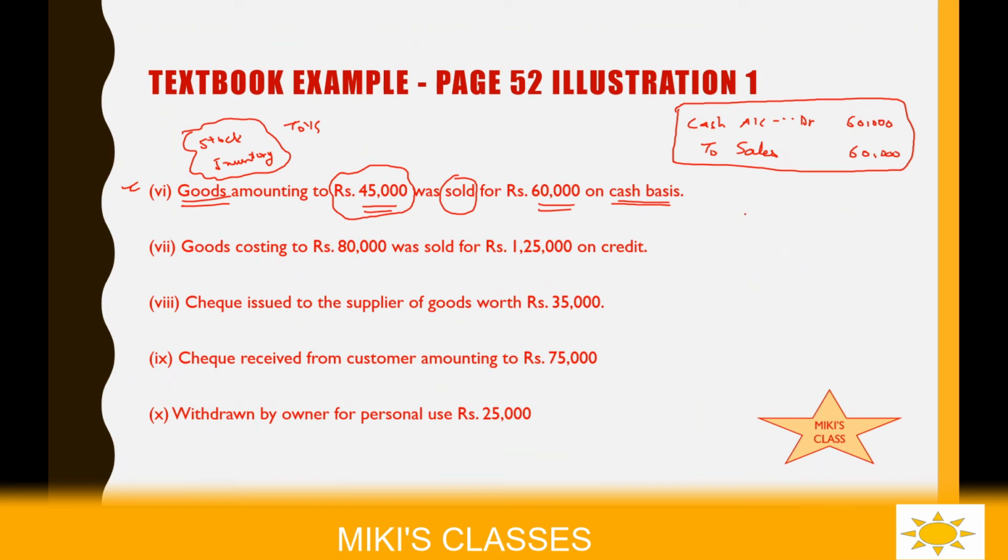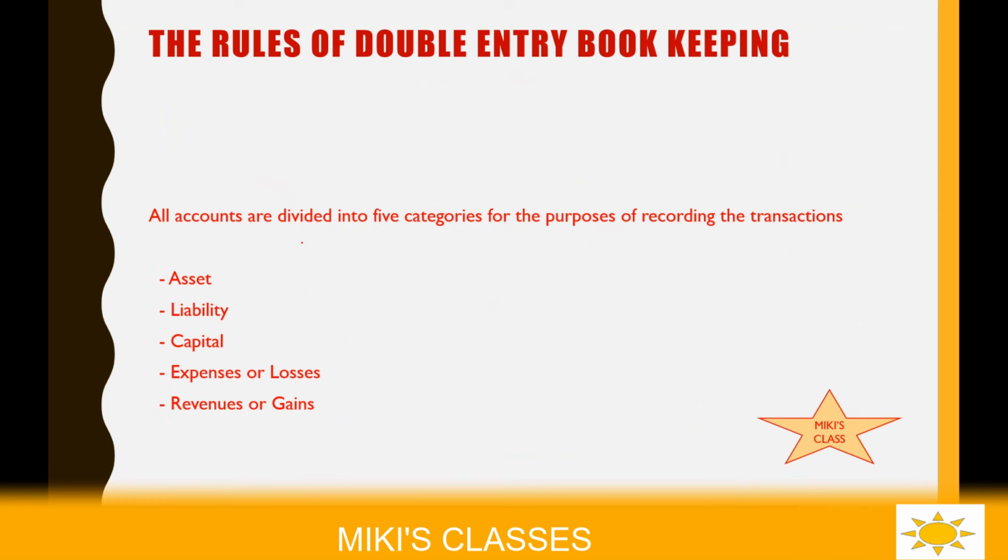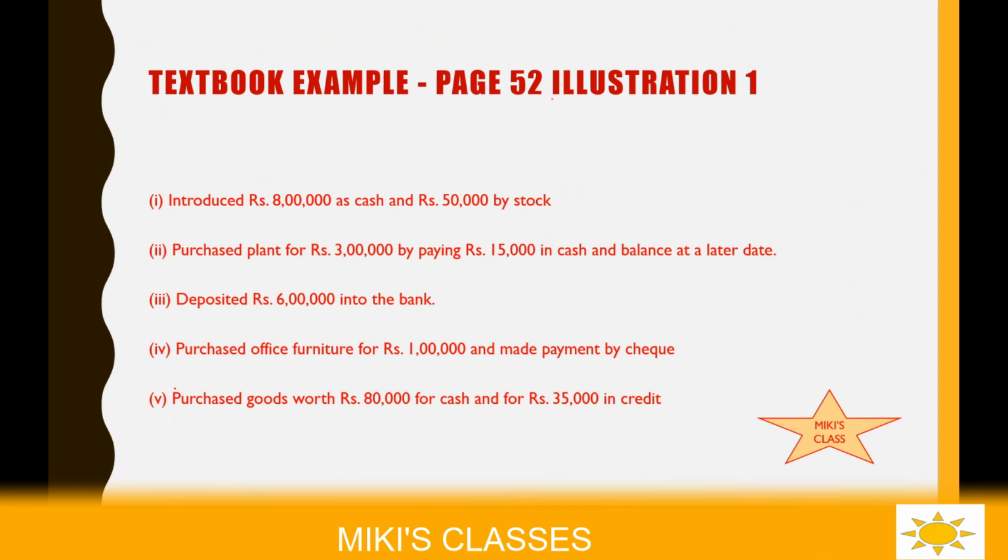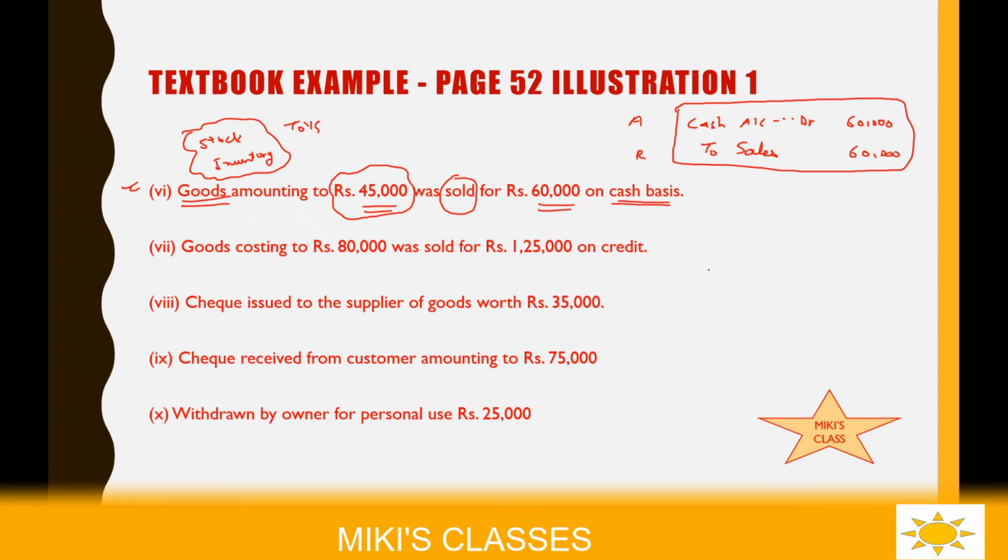Okay, so what will happen? Think about the accounting equation now. Cash is an asset and sales is basically a revenue. If you remember the categorization, it can be an asset, liability, capital, expenses or losses, or revenue. So in this case, it is a revenue. Sales is a revenue. So what happens? Cash, which is an asset, has come in. So asset plus, and the revenue also, because sales has happened, revenue is also plus.